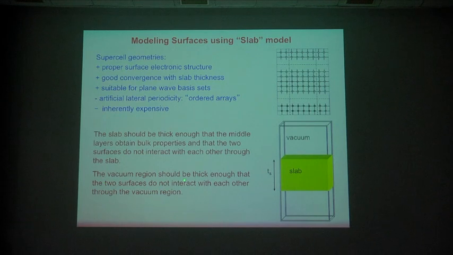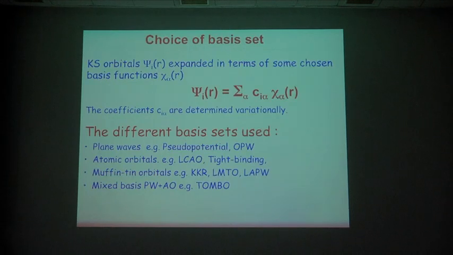Okay, and the vacuum region should be thick enough that the two surfaces do not interact with each other through the vacuum. This is important. These are technical things, okay? How to choose the thickness of the slab and also the thickness of the vacuum. These are some of the technical things.